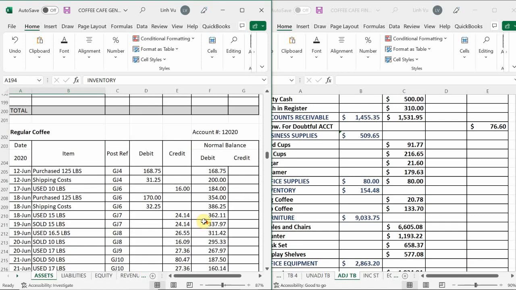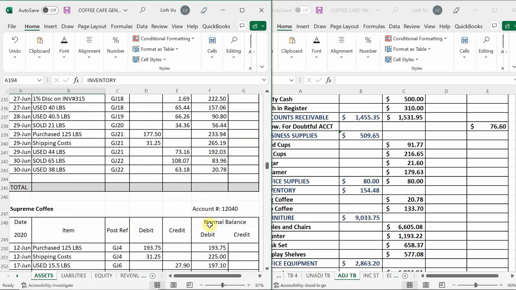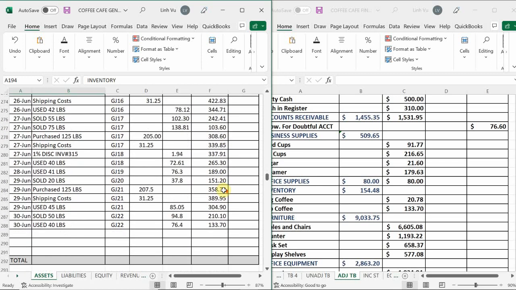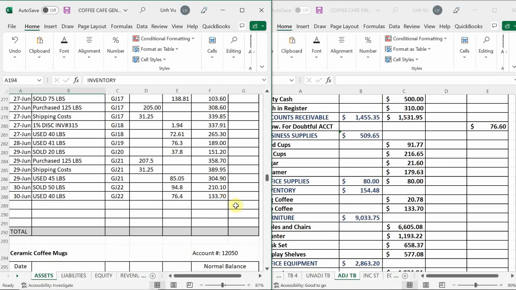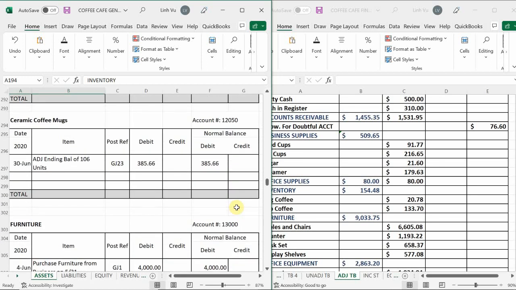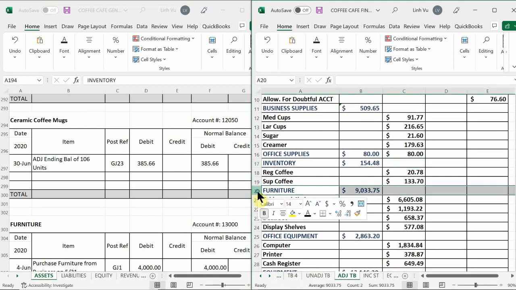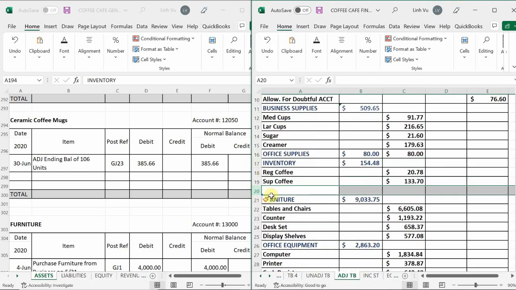Next is inventory. Okay? Here for my regular coffee, it's still at $20.78. My Supreme coffee is still at $133.70. But here's what's different. I now have coffee mugs. So therefore, I need to add this into my inventory, right? So I'm going to add it right above my furniture account. And this is for ceramic coffee mugs.